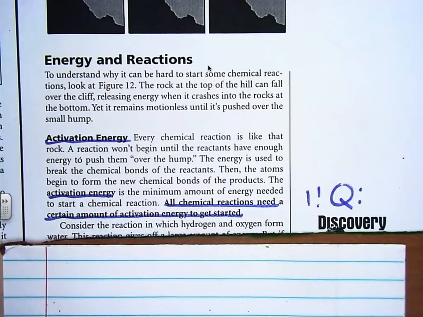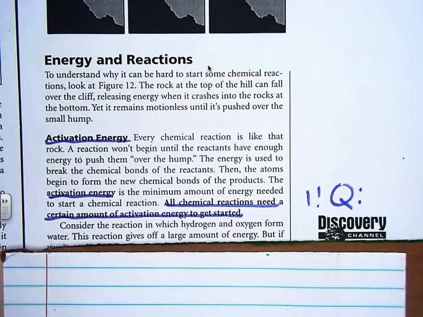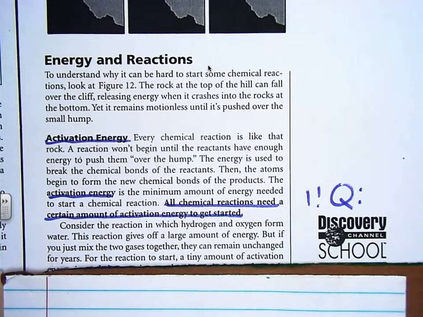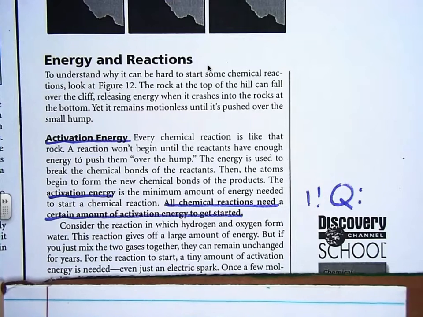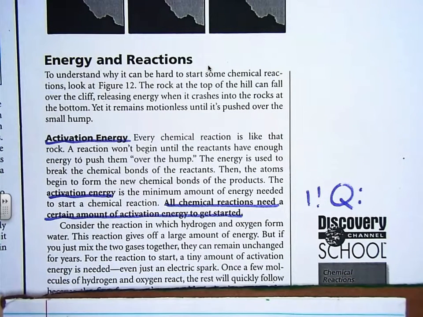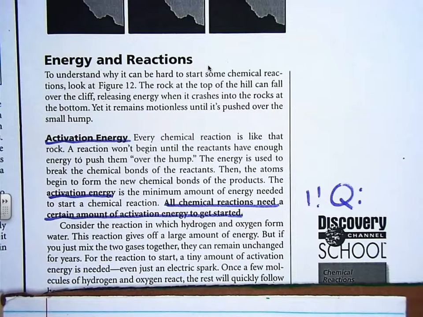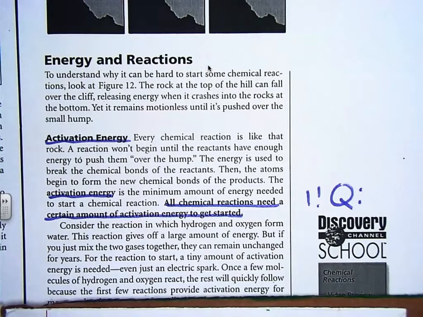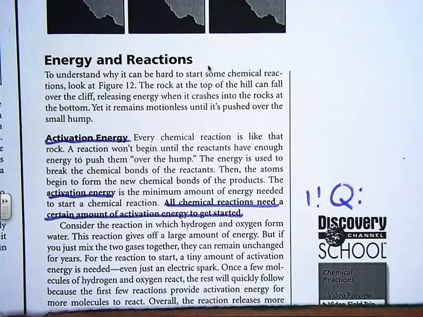Consider the reaction in which hydrogen and oxygen form water. This reaction gives off a large amount of energy, but if you just mix the two gases together, they can remain unchanged for years. For the reaction to start, a tiny amount of activation energy is needed, even just an electric spark. Once a few molecules of hydrogen and oxygen react, the rest will quickly follow because the first few reactions provide activation energy for more molecules to react.